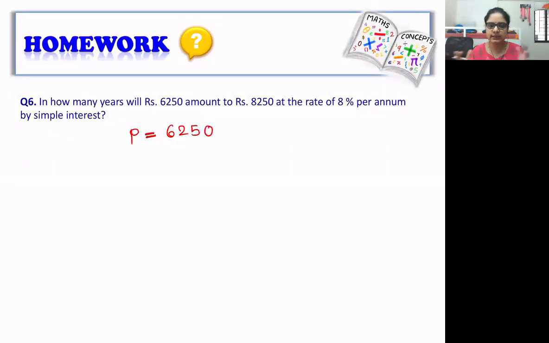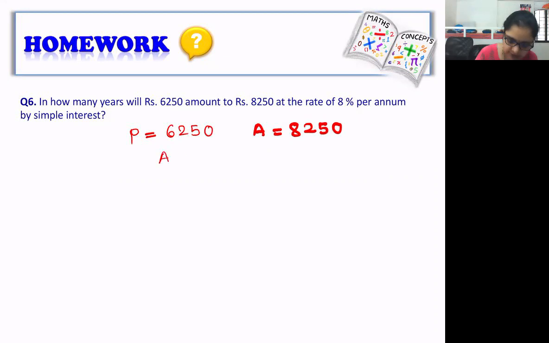Amount is always greater than principal, right? Because amount means principal plus interest. So there is something extra that we are adding to the principal. That's why amount is always bigger than principal. So here 8,250 is amount. Can we get interest from this? Yes, of course we can, because we know principal plus interest is amount. So we have to subtract principal from amount to get interest.